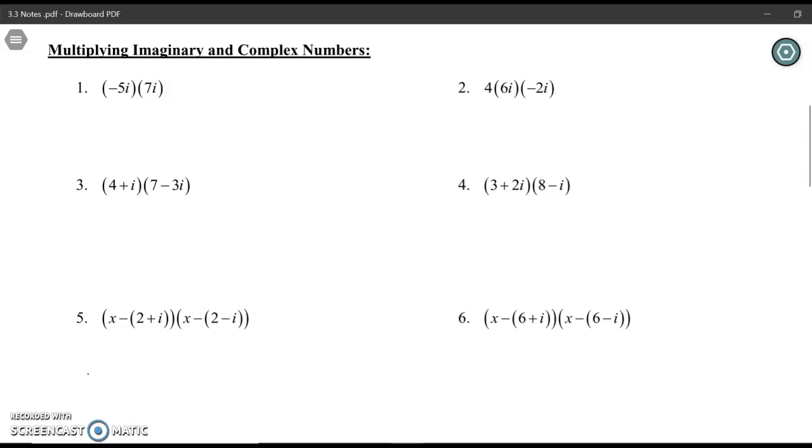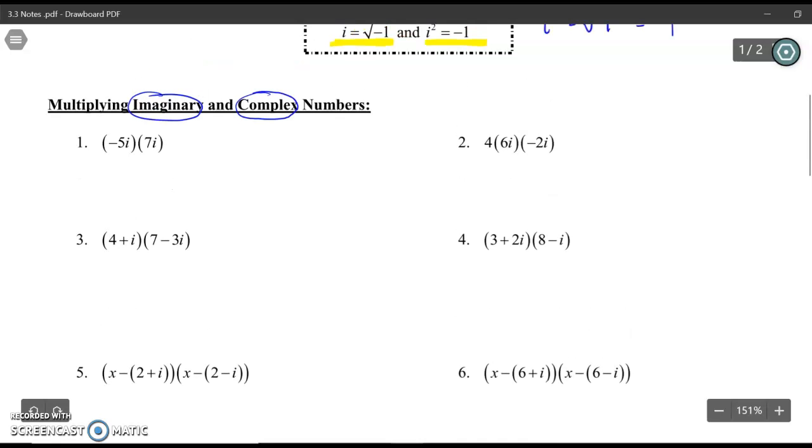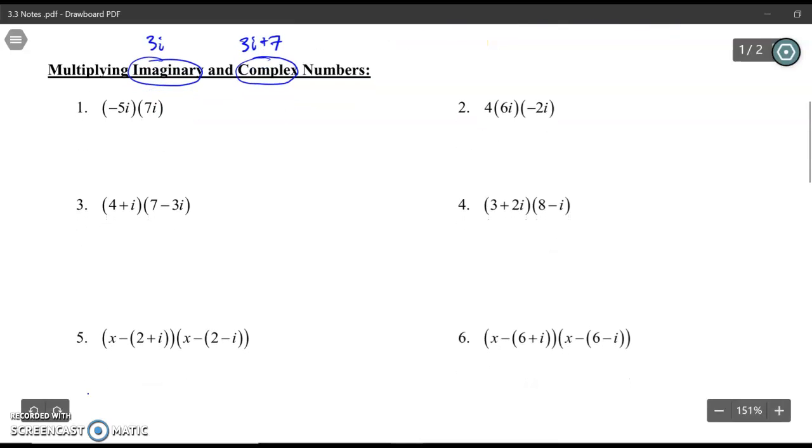When you're multiplying imaginary and complex numbers, first of all, here's the difference. Imaginary just means it has an i in it. Complex means you've got something with an i, but you're also adding on another part that doesn't have an i. So an imaginary number would be like 3i, and a complex number would be like 3i plus 7. Okay? So let's look at some examples of how we would do this.